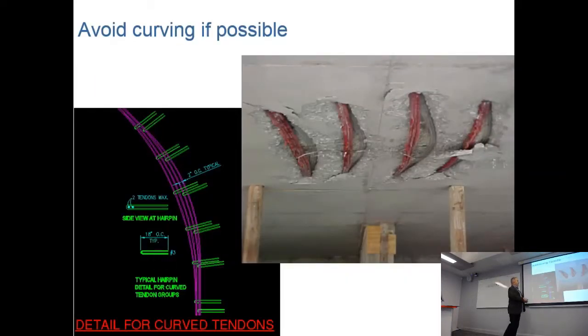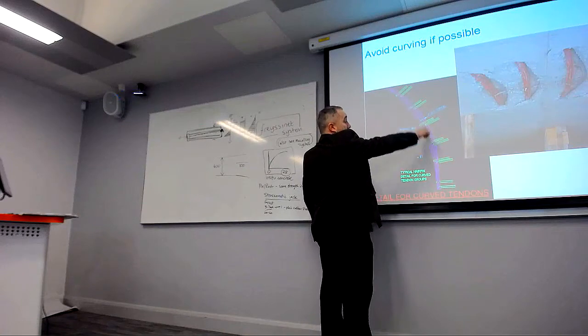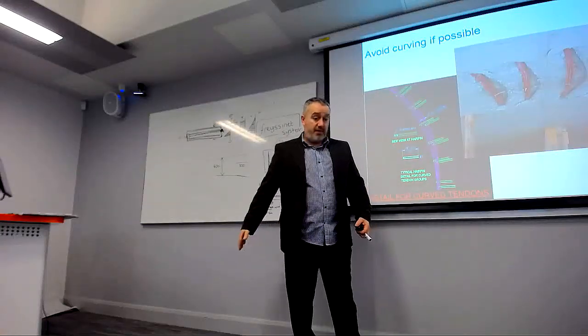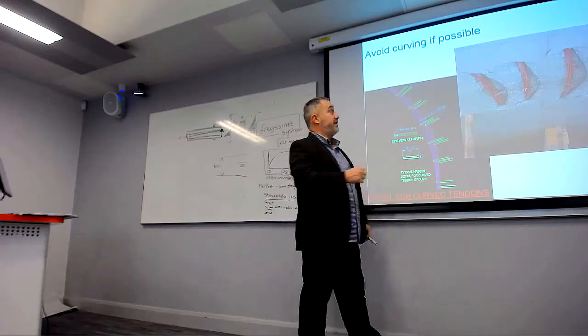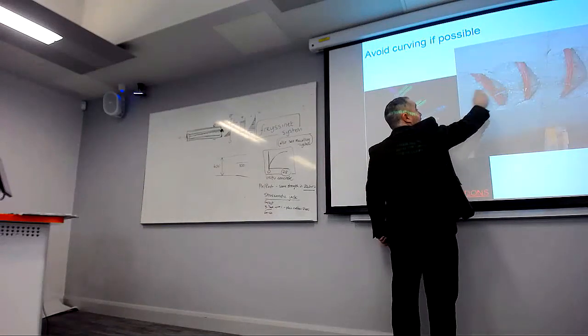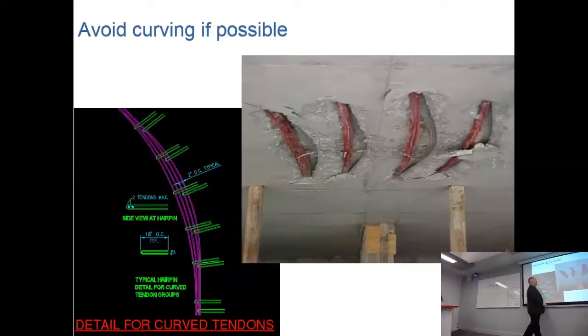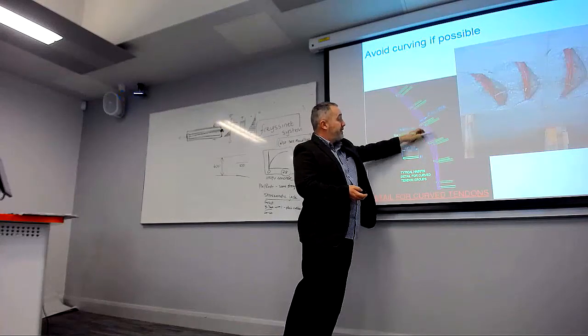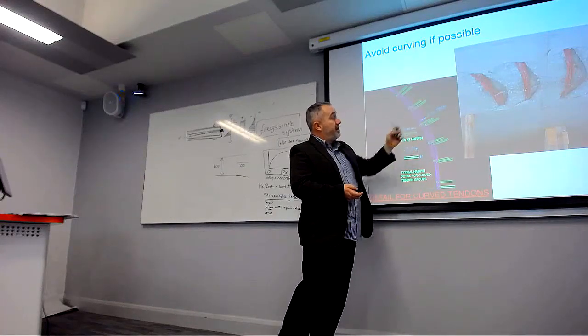That's an example where the bars were curved rather than going straight across the floor. If they were curved and put under tension, the bars have pulled through the concrete sideways. So there's a failure, and they say avoid curving if possible. You can curve it, but you've got to make sure you've got tendons in place so it's not going to fail.